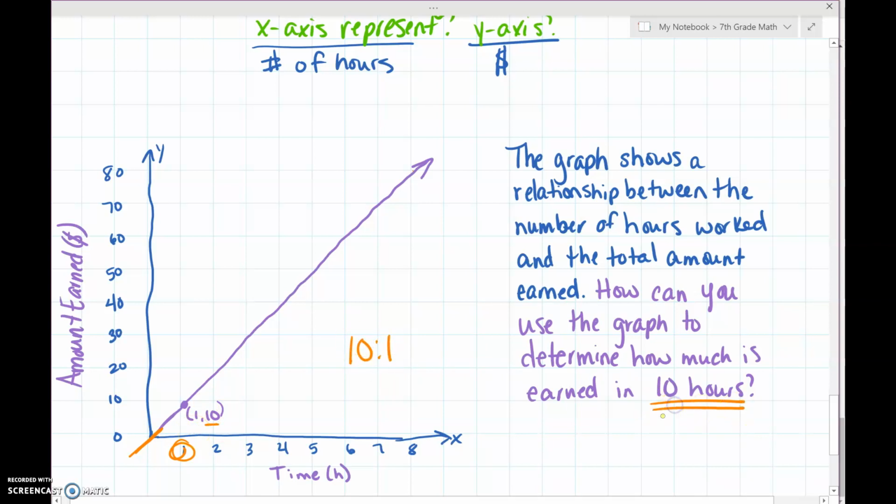If I work 10 hours, I'm going to take my 10 hours, multiply it by my unit rate, or what else do I call that? My constant of proportionality, which is 10. Remember, they're the same. So 10 hours times $10. My 0, I don't care about because it's all 0. 1 times 0 is 0. 1 times 1 is 1. I'm going to make $100 in 10 hours.